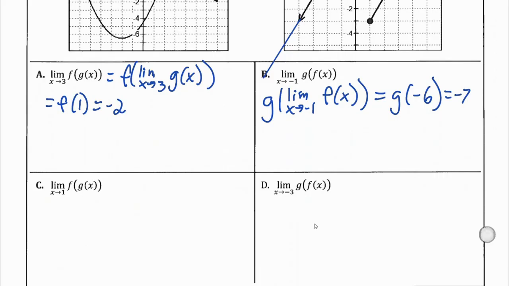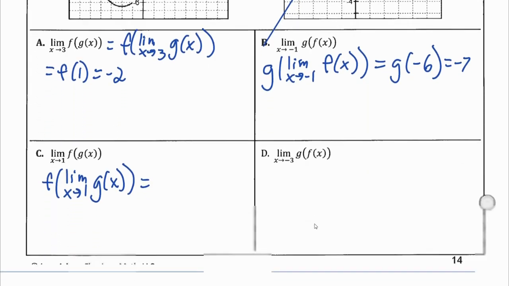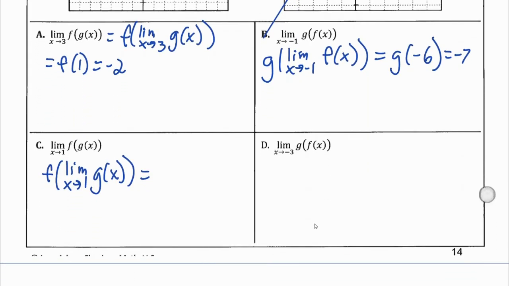Again, we're going to do f of the limit as x approaches 1 of g of x. The limit as x approaches 1 of g of x, we see here it is not the same from the left and from the right. So that limit does not exist. Again, if a portion of that limit doesn't exist, then the whole thing does not exist. And lastly, we're doing g of the limit as x approaches negative 3 of f of x.